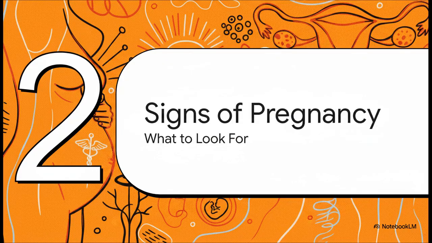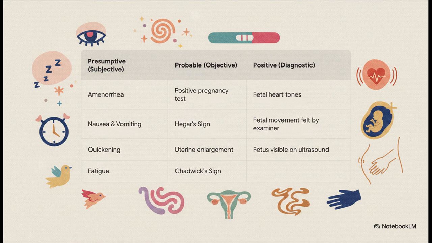Okay, so we've got the lingo down. Now let's talk about what you'll actually see, how pregnancy physically shows up, and more importantly, how we categorize those signs. Now this is huge. You've absolutely got to know how to classify the signs of pregnancy into 3 categories.